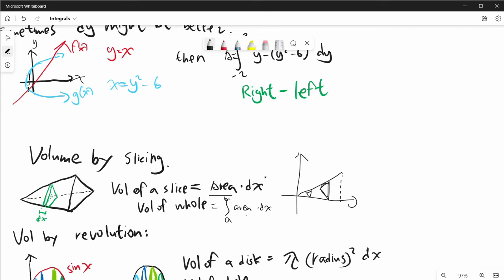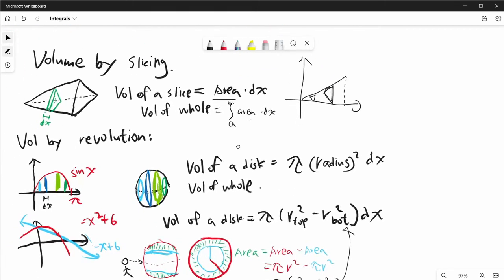Sometimes it might be a square or whatever. If it's a square, it'll be y squared, whatever y is. y might be x squared, then the area of that square will be x to the fourth. You just put x to the fourth here, and then you integrate over that.